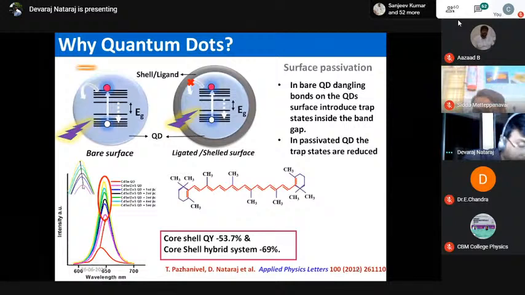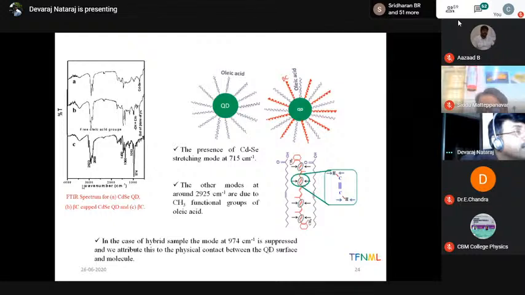So we wanted to understand what is the role of the beta-carotene. Before that, we wanted to test whether the beta-carotene is having some contact with the quantum dot. So using FTIR analysis, we confirmed the beta-carotene's interaction with the cadmium telluride quantum dot, and it is explained in this slide.